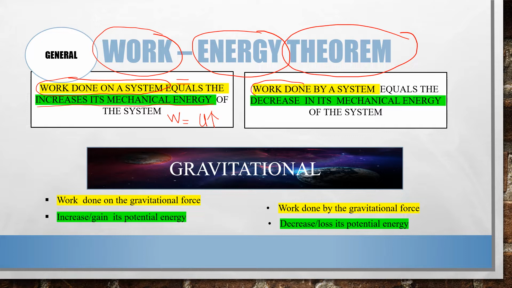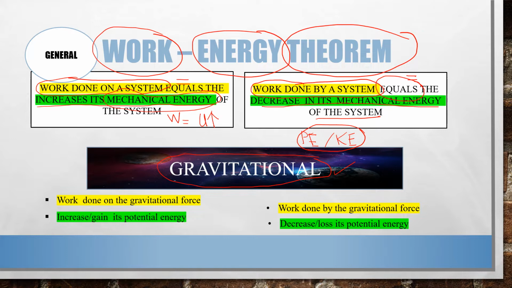And work done by a system equals the decrease in the mechanical energy of the system. Now, when we talk about mechanical energy, class, what do we understand? Mechanical energy is energy that consists of either potential energy or kinetic energy, or it can consist of both. But when we apply the work energy theorem in gravitation, we have to change it in a way for better understanding and to be specific in this particular chapter.